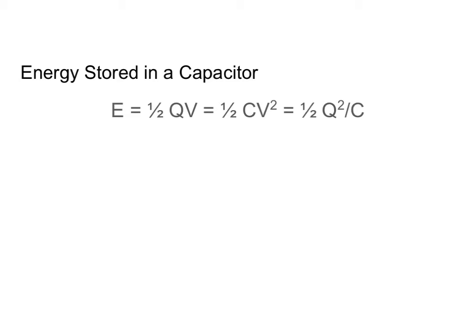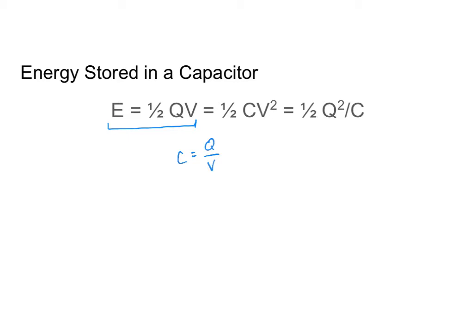Now I'd like to take a moment to talk about the energy that is stored in a capacitor. The basic equation is this first one here: energy is equal to 1/2 QV. But we can always use C equals Q over V to simplify our equation a little bit, just like how we could use V equals IR to substitute in different variables in our power equation.